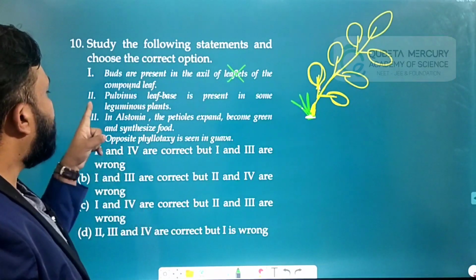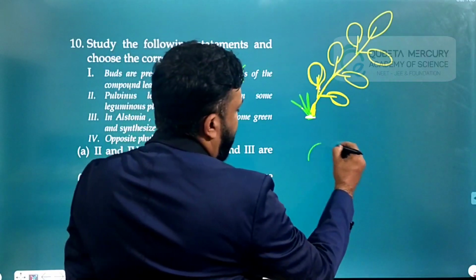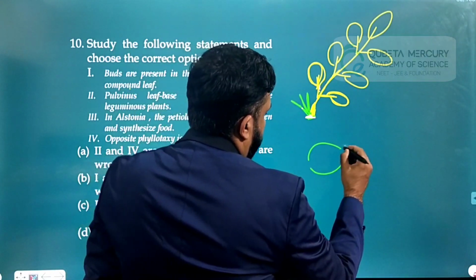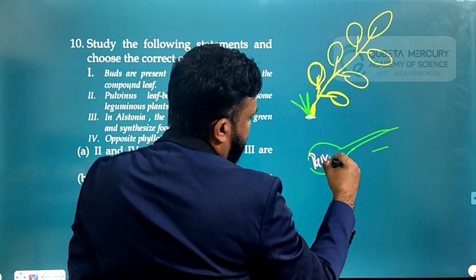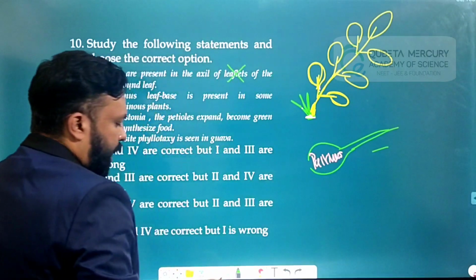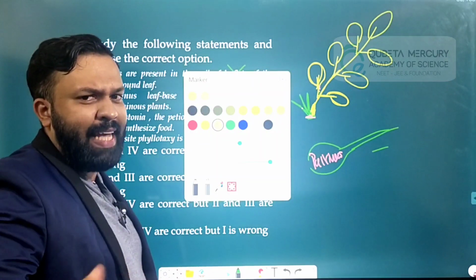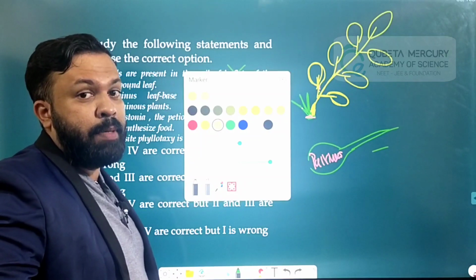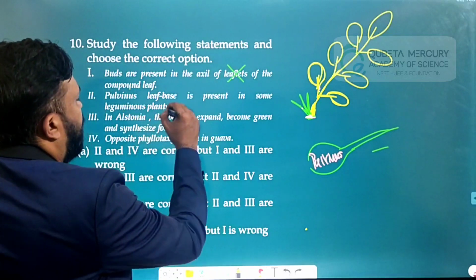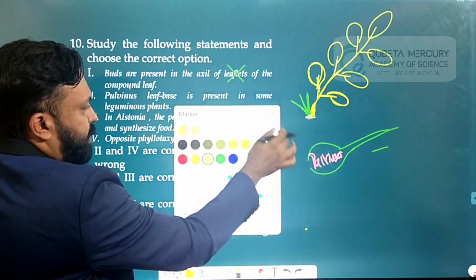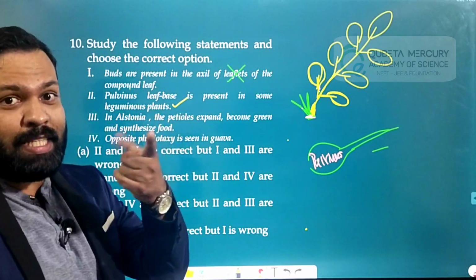Statement 2. Pulvinous: if the leaf base is swelled, bulged, such a leaf base is said to be pulvinous. Such a pulvinous leaf base is present in some of the leguminous members like pea, and the related member called mimosa, the touch-me-not plant, etc. So that statement is absolutely true.